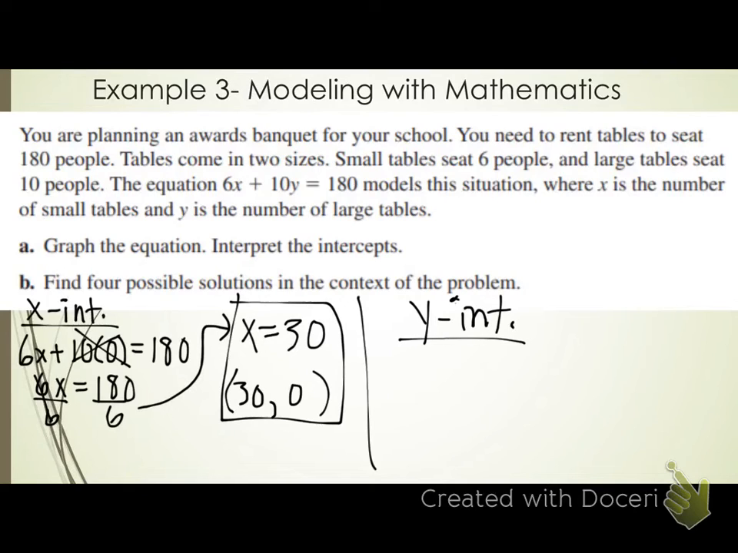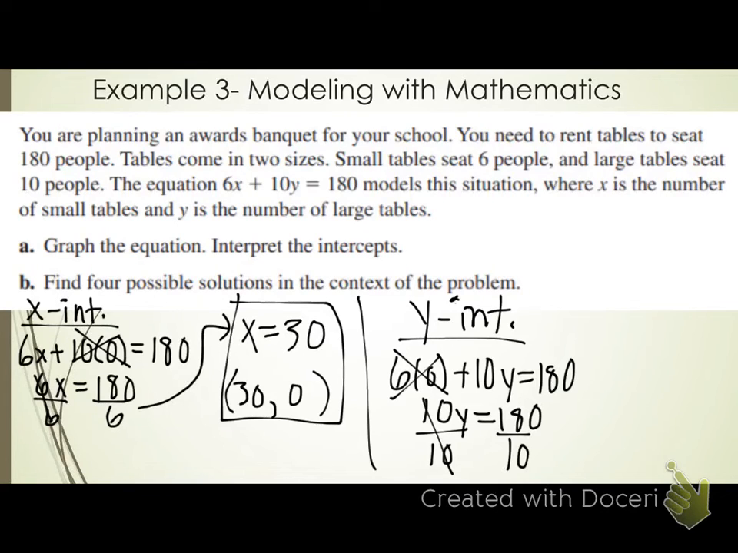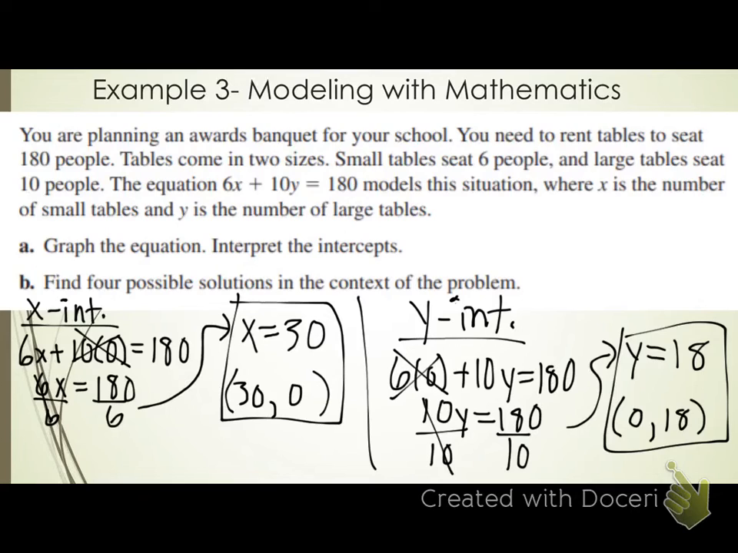How do I find my y-intercept? Replace the x with 0 and then solve for y. Six times 0 gives me 0, so that goes away, and I get 10y equals 180. How would I now get y by itself? Divide by 10 on both sides. Y equals 180 divided by 10, which is 18. So what's my ordered pair? 0, 18. There's my y-intercept.